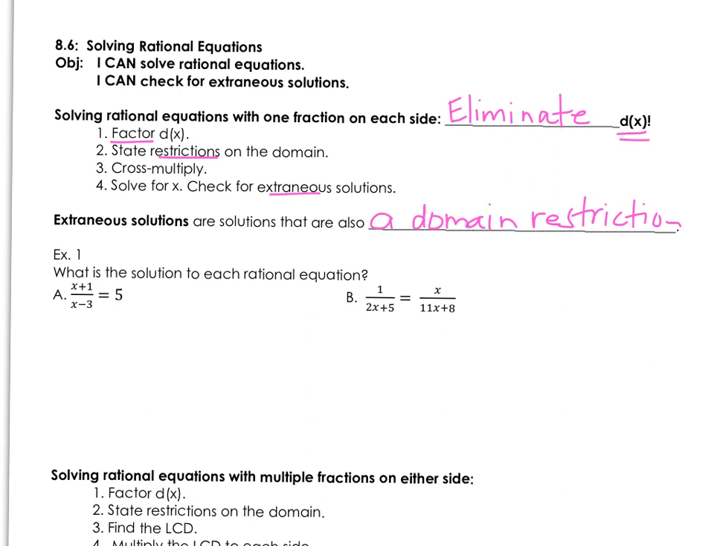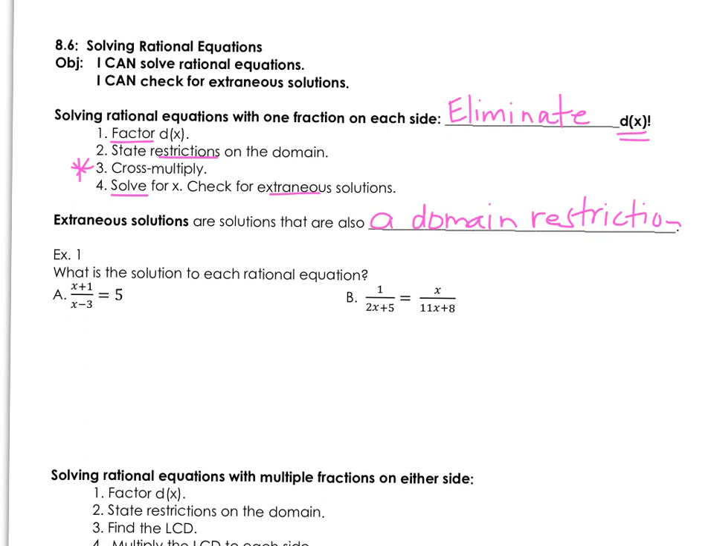If there's just one fraction on each side, the next step is to simply cross-multiply. Cross-multiplying gets rid of the fraction, so at this point there shouldn't be a fraction left. Then we just combine like terms to solve for x, but we have to check for extraneous solutions. So in this chapter we have extraneous solutions again. An extraneous solution is a solution that you get for x, but it's also a domain restriction. So technically it solves the x variable, but wouldn't work in the denominator.